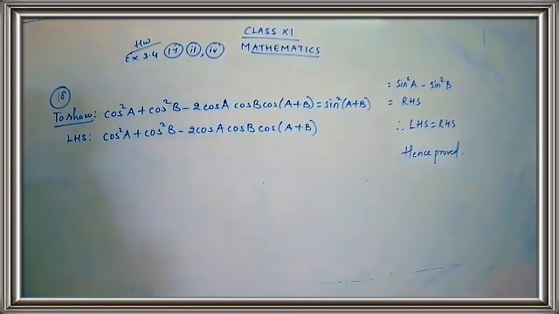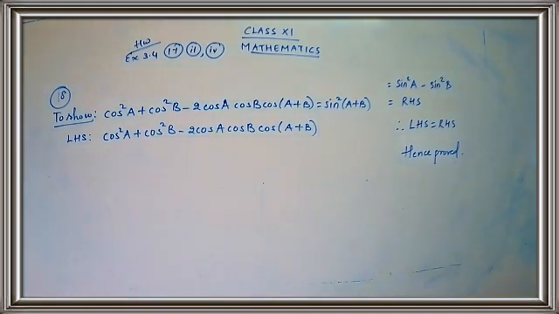Do not waste your time. Take down the LHS. There is no need to wait. You can just continue along with me. I'm just giving you sufficient time to take down the steps. So take down the LHS part. It's cos square A plus cos square B minus 2 cos A cos B cos of A plus B.